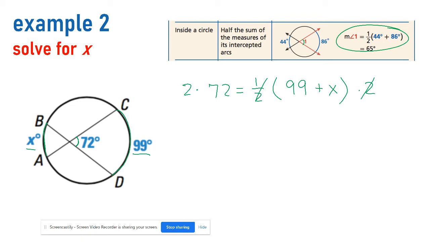And so now I multiply by 2 on the other side. 2 times 72 is 144 equals, and all I have left on the right is 99 plus x. So if I multiply by 2, I don't have to distribute a 1/2. I don't have to worry about fractions. All I have to do is subtract 99 from each side, and I have my answer. So 144 minus 99 is 45. So x is 45 degrees.